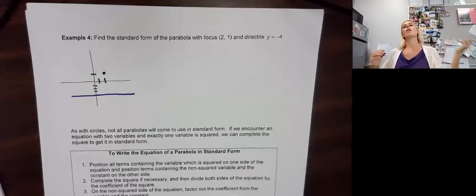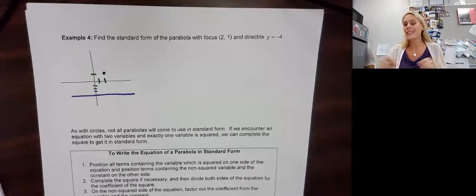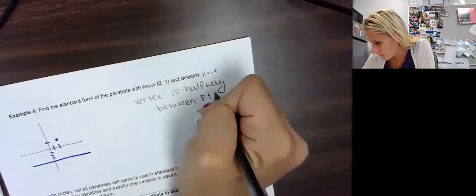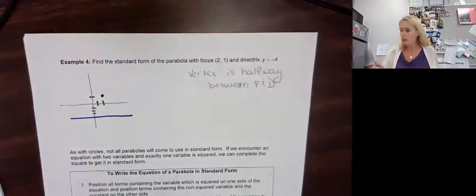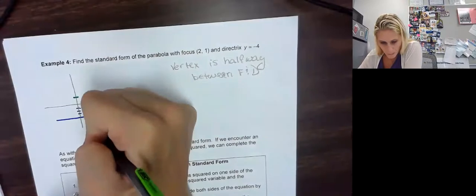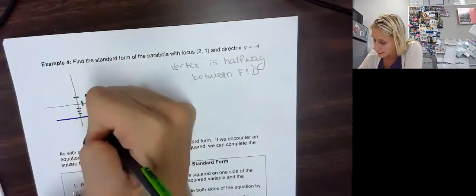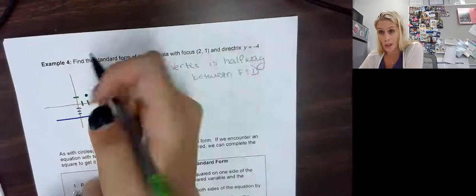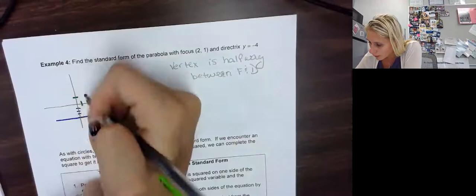And then we need to talk about that the vertex is halfway between the focus and the directrix, okay? So let's talk about that then, okay? Well, if I were to do halfway, right, I would say that, let's see, that's 5. What's half of 5? 2.5. So if I go 1, 2, I'm right here.